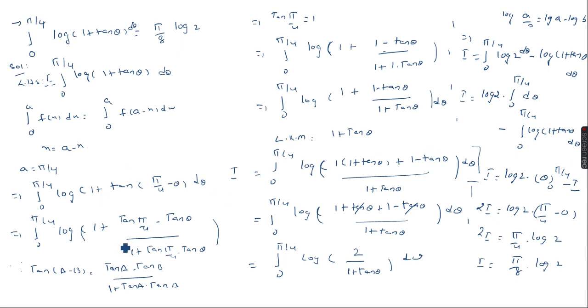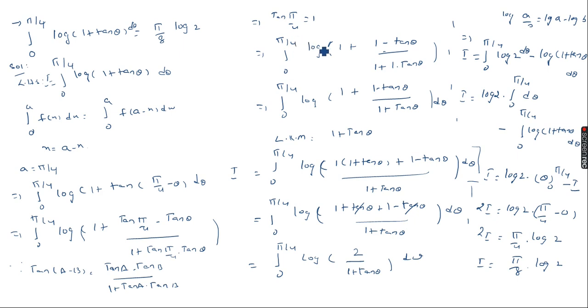So the main point is that first we apply the formula. What is the formula we are applying? We apply that the integral from 0 to a of f of x dx can be written as the integral from 0 to a of f of a minus x. So here, log of 1 plus tan of pi by 4 minus theta: pi by 4 minus theta is nothing but tan a minus b. Apply the formula for tan a minus b: tan a minus tan b by 1 plus tan a tan b. And here what is the value of tan pi by 4? The tan pi by 4 is equal to 1. We just substitute the values.